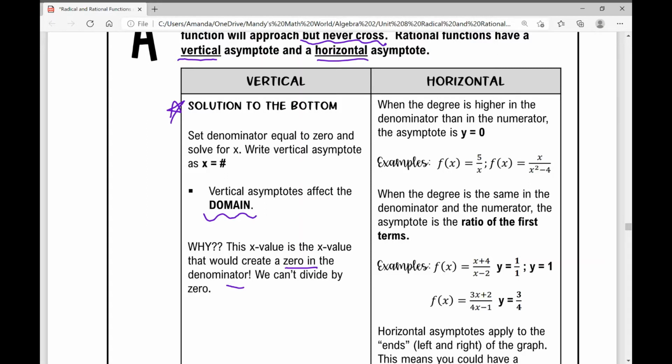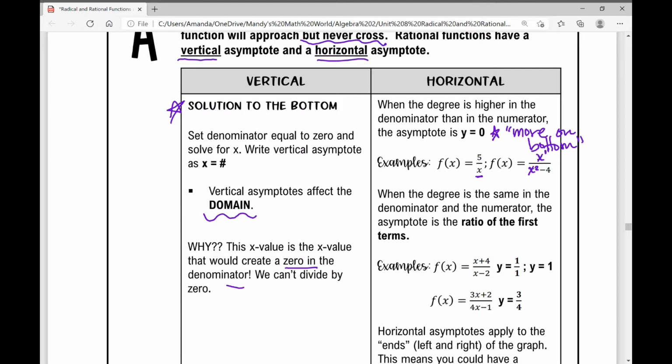Your horizontal asymptote is when the degree in the denominator is higher than in the numerator, your asymptote is y equals 0. So some examples that I have right here, f of x equals 5 over x. I have a variable on the bottom, or in the denominator, and I don't on top. Or we have an x, and remember, if it's just x, that's x to the power of 1. And then the highest exponent for x on the bottom is a 2. So there's more on the bottom. That's what I like to say. When there's more on the bottom, your horizontal asymptote is just y equals 0.